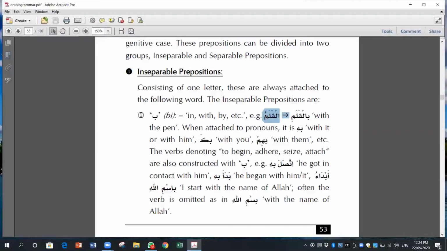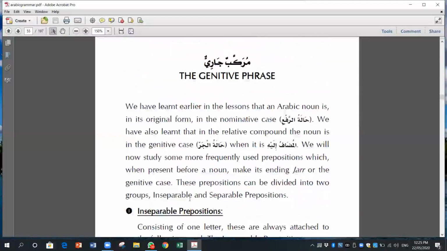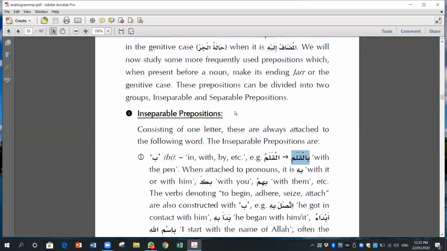is by default always dhamma. So this is al qalamu with dhamma. But if we put ba in the beginning, bil qalami, what is the change? Instead of dhamma, kasra came. And this is called halat jar, when a singular noun is taking kasra. This kasra is called halat jar, the jar situation, the jar position. So that's why all these prepositions, all these huruf, are called huruf jar.